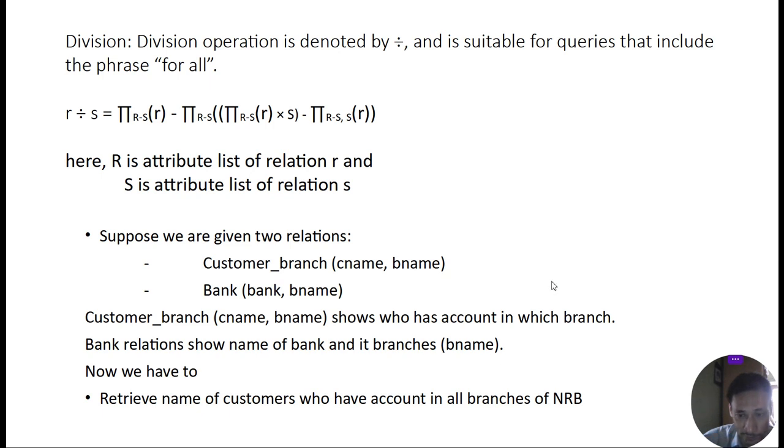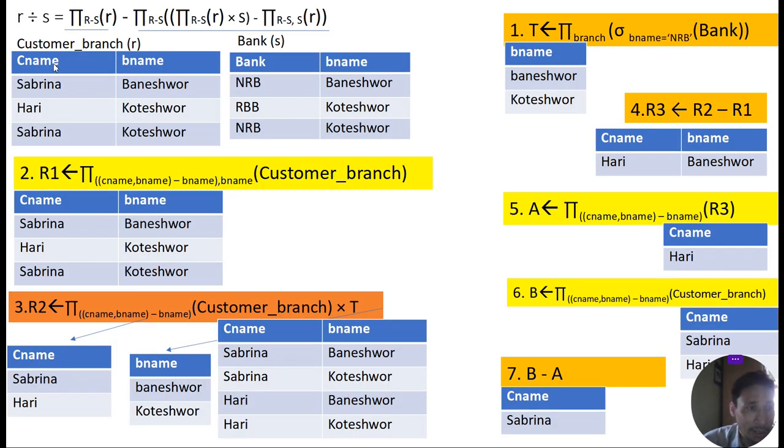Now let's see an example. Let's see the database tables and records. Here customer branch represents the R relation, and bank represents the S relation. Now we have to calculate these small components. I have done all these things step by step. Initially we will be retrieving the branch names of NRB bank. So this is the first expression. This is the name of the branches of NRB, and we have given this relation the name T.